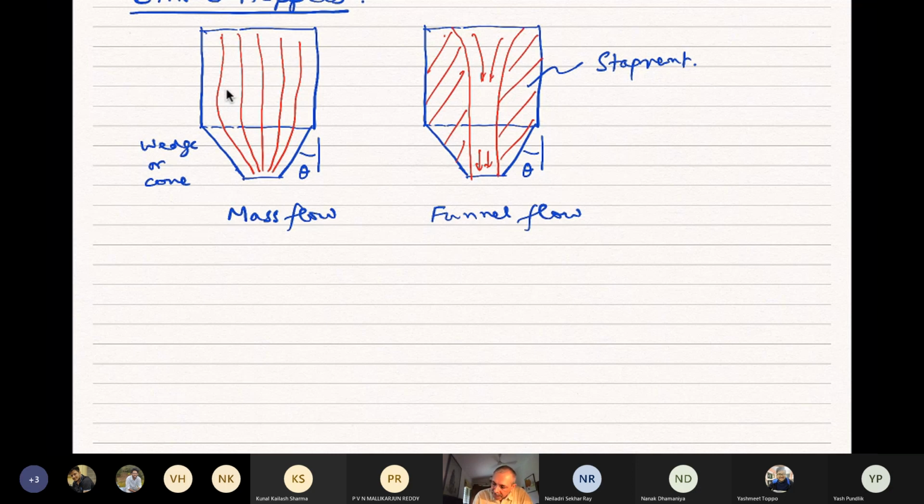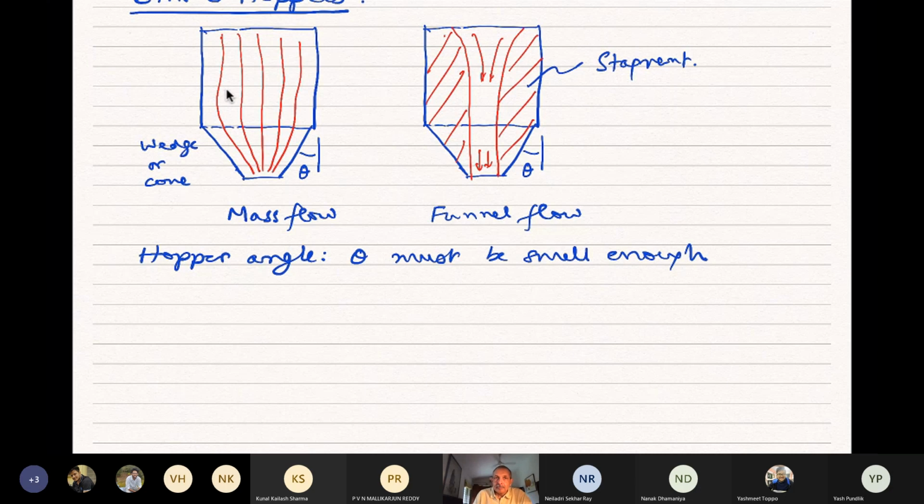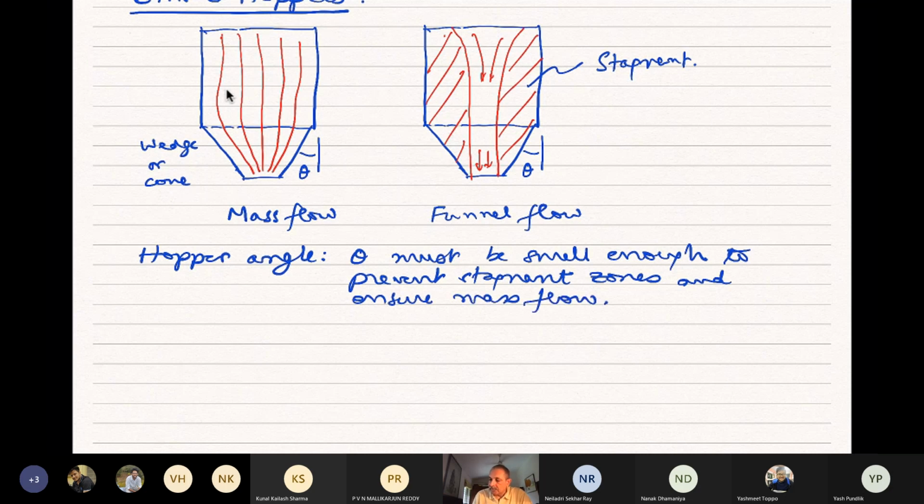So you would like to have, first of all, the hopper angle. If you see, theta must be small enough to prevent stagnant zones and ensure mass flow.